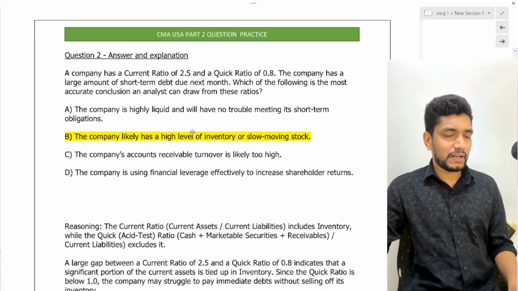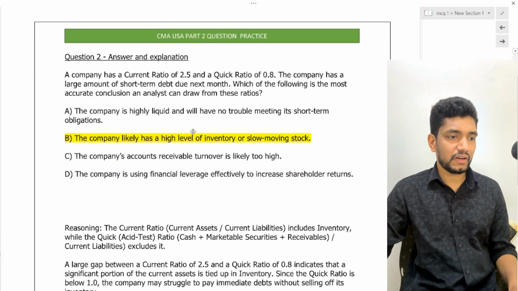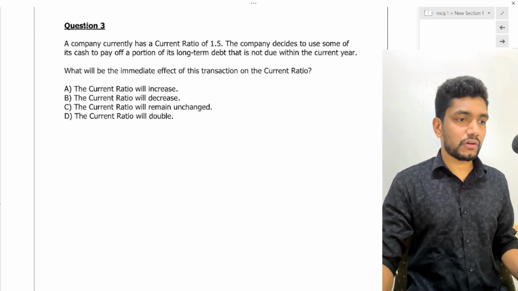So I have given the explanation here in the next page. You can read the explanation. Move to the next question, question number 3.